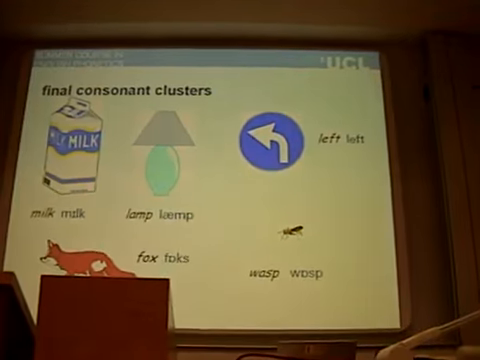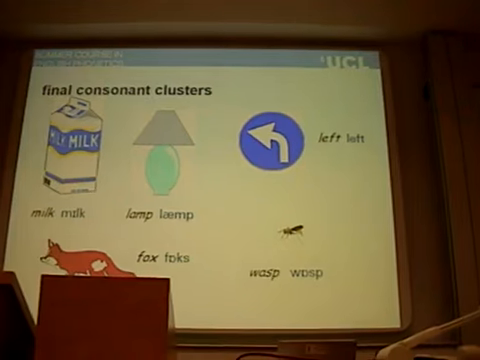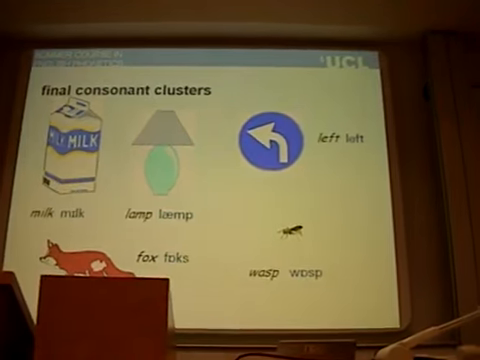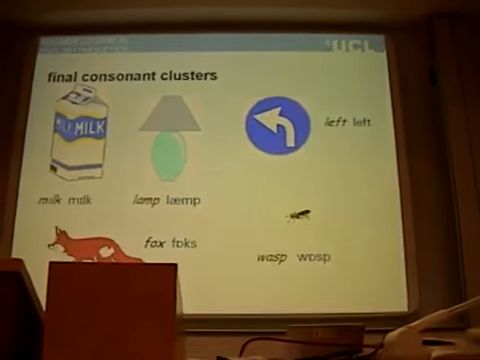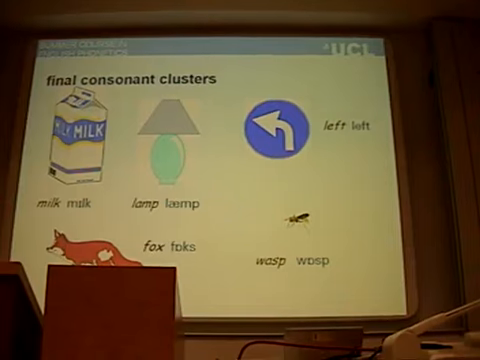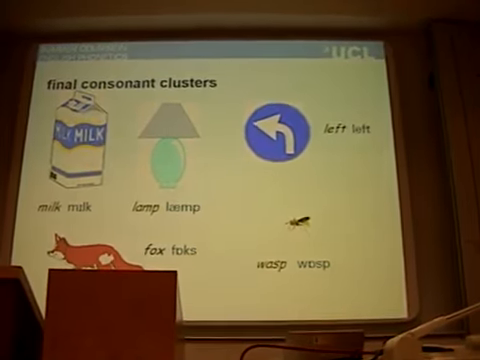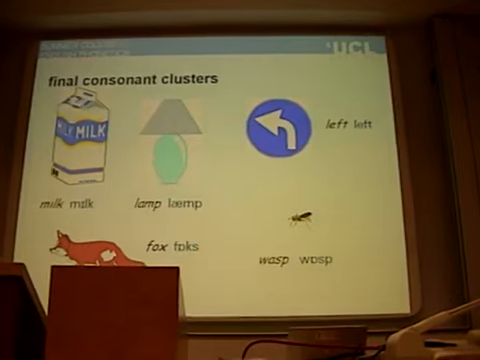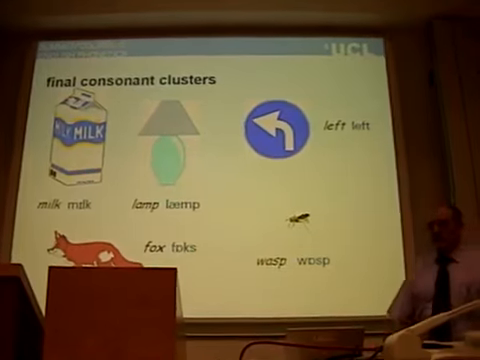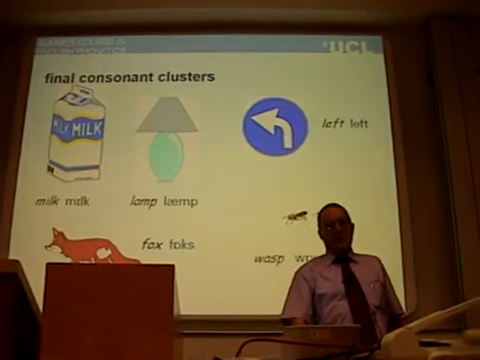You have to make a judgment whether we have yet reached the stage when you can allow your students to say milk in common with millions of people in the southeast of England. Lamp, that's an easy consonant cluster for most people. Left, that's perhaps a bit trickier. Fox, not too much problem there. Wasp, yeah, the problem is, of course, you can have more than one wasp.